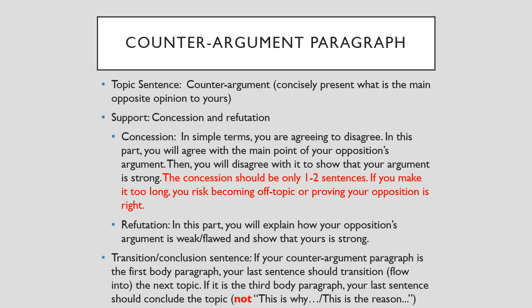Anyway, so your topic sentence is your counterargument. In one sentence, you should be able to concisely summarize what the main counterargument is, what the main opposite opinion to yours is. So when I say main, you may have more than one counterargument, okay?